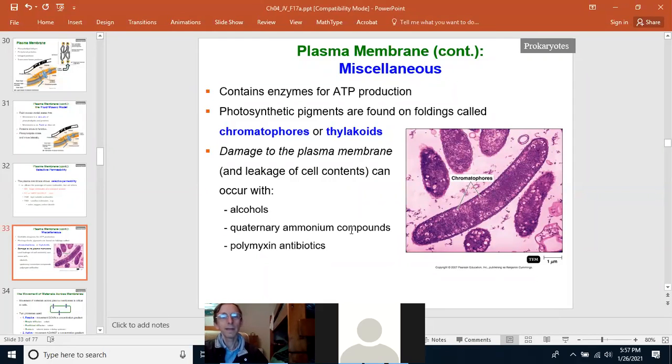You can damage the plasma membrane, which will put a hole in it or burst it, and that can cause leakage of the cell contents. The cytoplasm will leak out once the plasma membrane is damaged, and that'll kill the cell, by the way. You can damage the plasma membrane with alcohols, quaternary ammonium compounds, and then the antibiotic polymyxin, like polymyxin B. It puts holes in bacteria plasma membrane, damaging the cells. Any question about any of that?